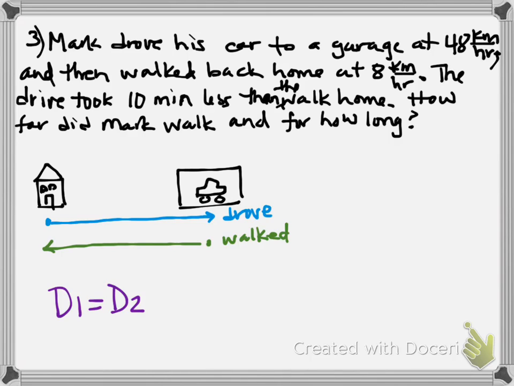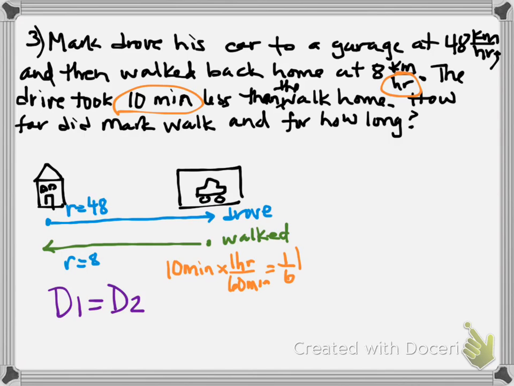When he drove, we know what his rate was. It was 48 kilometers per hour. And then when he walked, we knew what his rate was. It was 8 kilometers per hour. And then it says the drive took 10 minutes less than the walk home. And that's where we fall into a problem. According to our rate label, what label does our time have to have? Yeah, so we need to have hours, except this one talks about minutes. So what we're going to need to do is take 10 minutes and figure out what part of an hour it is. So 1 hour is 60 minutes, so 10 minutes equals 1/6 of an hour.